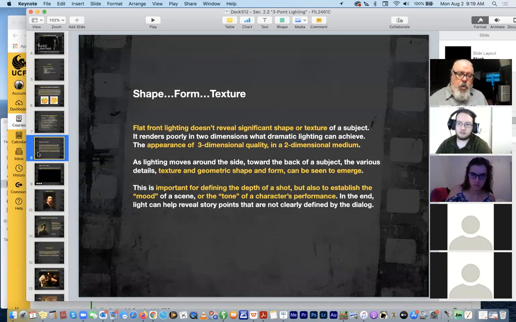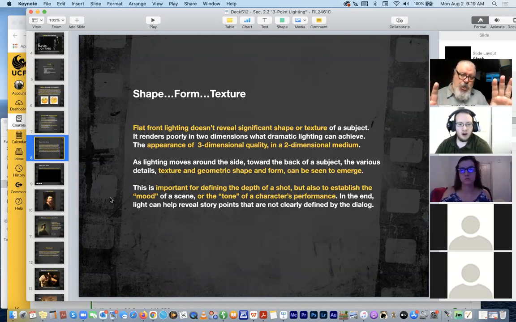Okay. And I'm going to show you how texture and form can be implied through the directionality of lighting. So we're going to define depth, and we're going to talk about how we can deconstruct a shot and compose it, arrange it, and then light it in such a way that we communicate to the audience a fully developed sense of foreground, middle ground, and background. Okay. And it can also inject mood into a scene.